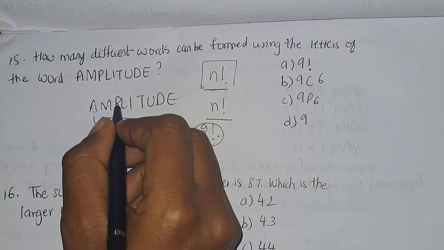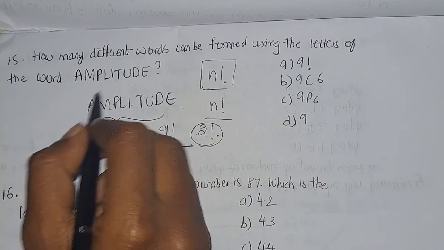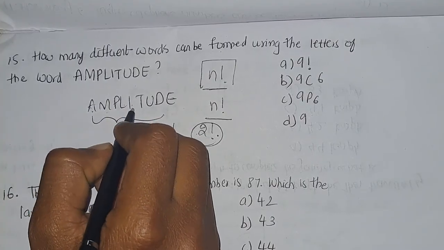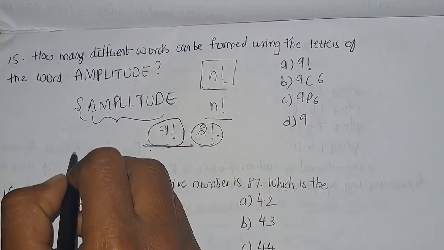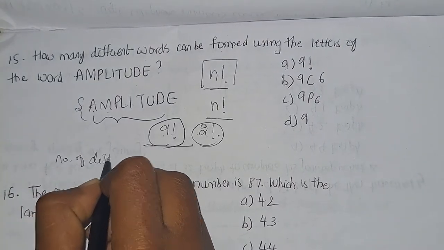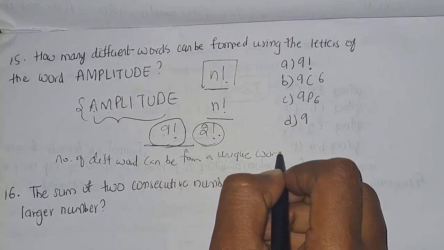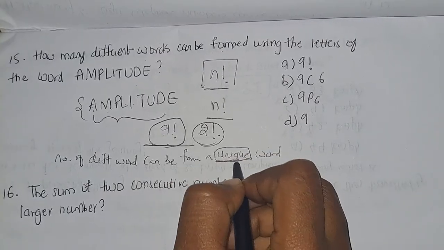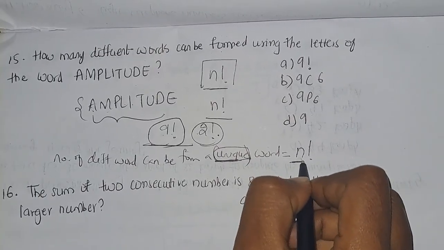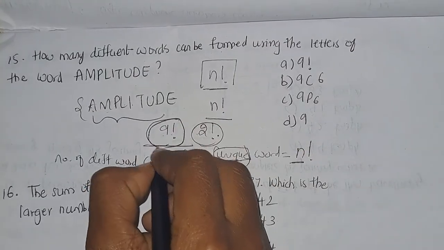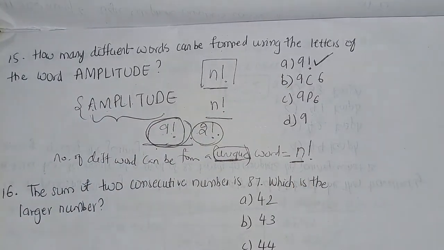So now here you can count 1, 2, 3, 4, 5, 6, 7, 8, 9. So 9 factorial divided by how many times anything is repeated? Nothing is repeated. So here your answer is 9 factorial. The number of different words that can be formed from a word with no repeated letters is n factorial, where n is the number of letters in the given word. So here your answer is 9 factorial, because no letter is repeated in this.